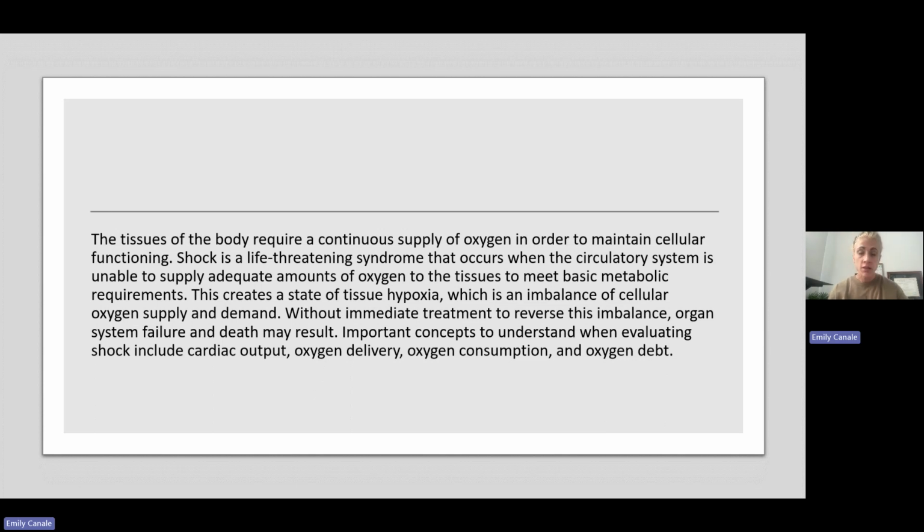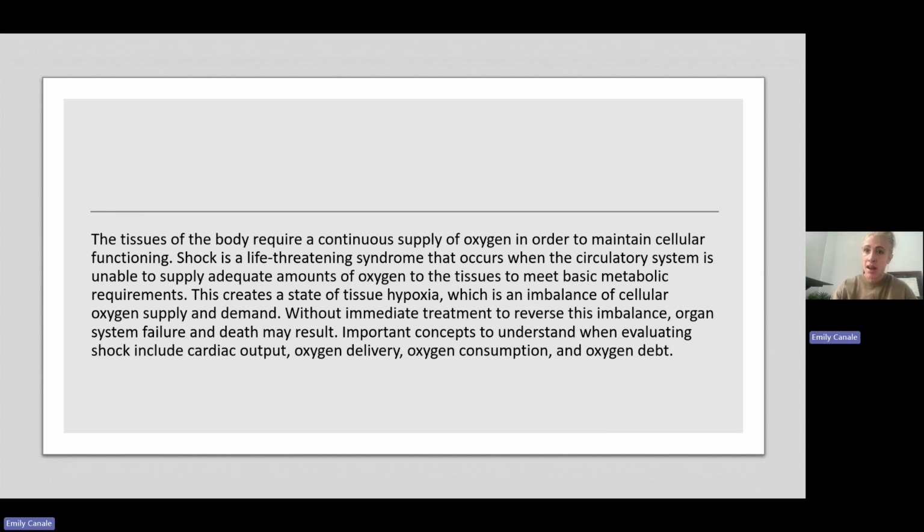So essentially, it doesn't matter what type of shock we're talking about, but we have a state of hypoxia in the tissues. So that is an imbalance that we don't want to see. And if we don't immediately treat this, we're going to result in organ system failure and death. So we have to think about cardiac output, we have to think about oxygen delivery, consumption, and oxygen debt.